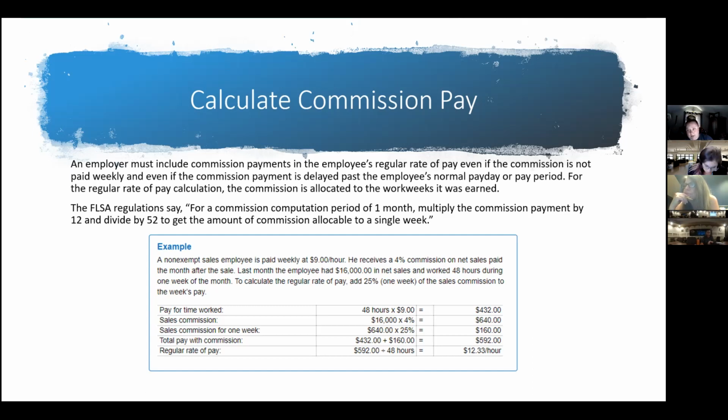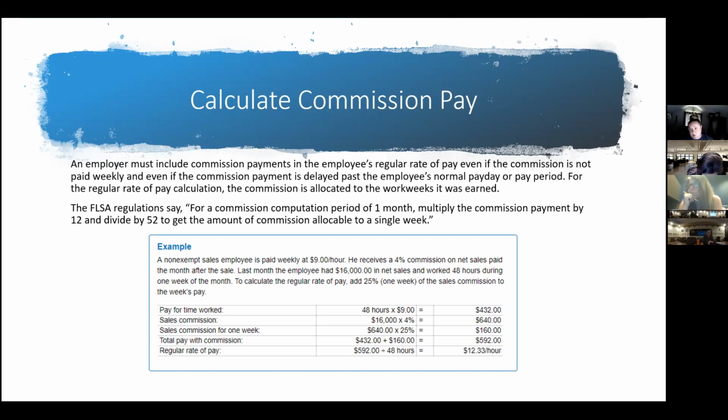He worked 48 hours, they told us, at $9 an hour, which gives us $432. His sales commission for the whole month was $16,000 times 4%, which is $640. We're going to take 25% of that because we're only allocating to a single week in the month. So that gives us $160. So his pay for his regular time plus his piece of the bonus that's being allocated to that week is $592. To figure out his regular rate of pay, we take the $592 that he earned during that time and divide by the 48 hours he worked. His regular rate of pay is $12.33 an hour.